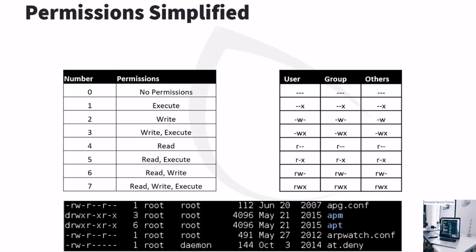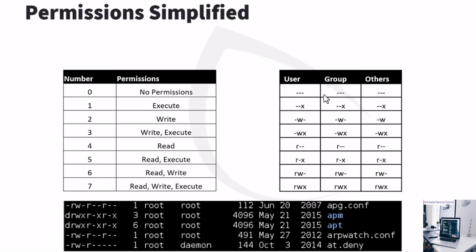Otherwise, we can use the letters format, which uses symbols like the letter R for read permission, W for write permission, and X for execute permission. So we can give no permissions to the user, group, and other users by writing dashes, as you can see in the first row of this table. There are no letters for R or W or X, so this means no permissions to any of the users, group, or other users on this file or folder.